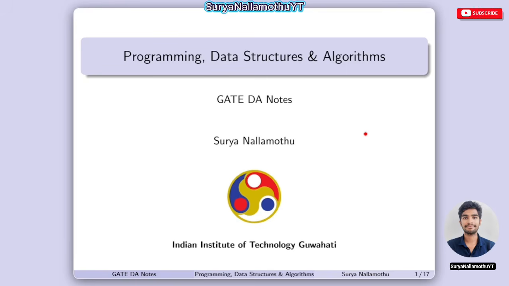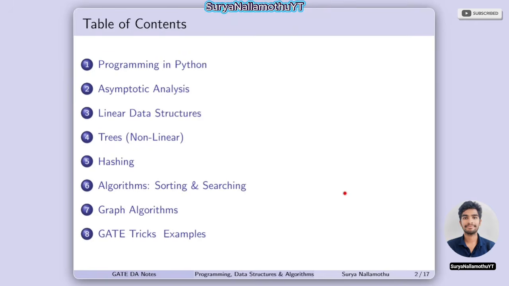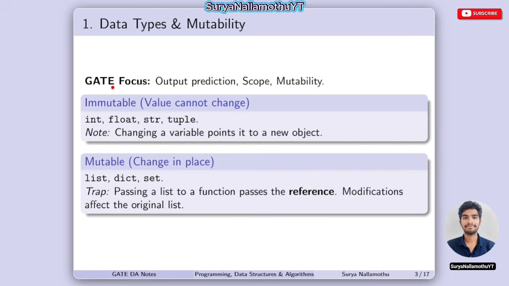Here we show the topic of programming, data structures and algorithms. It is one of the important topics in the GATE exam. Here is the table of contents. Let's start with data types and mutability. Let me explain simply: int, float, string, tuple, list, dictionary, set. These are the data types, right? In these data types, GATE focus depends on mutability, output prediction, and scope.